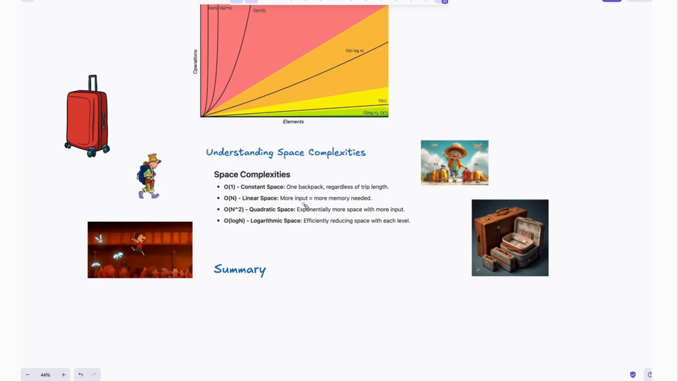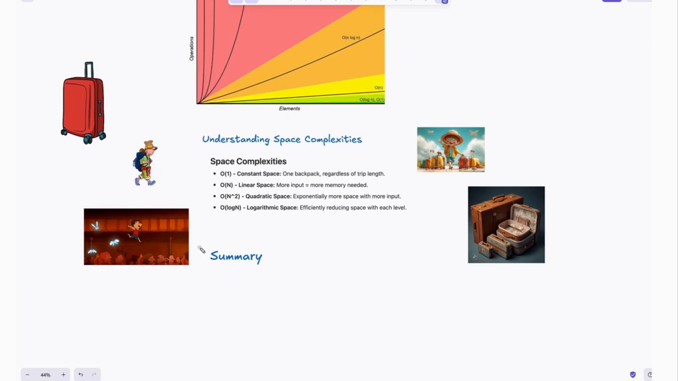Next is quadratic space. Imagine you're planning a huge event and every guest brings a plus one who also needs their own luggage, right? Now if you have 100 guests, that could mean up to 10,000 items of luggage. That's O of n squared space complexity, where the space grows quadratically as your input size grows. You're not just increasing your luggage proportionally, it multiplies. A common scenario where this happens is when dealing with matrices or two-dimensional grids, such as in graph representations or dynamic programming tables.